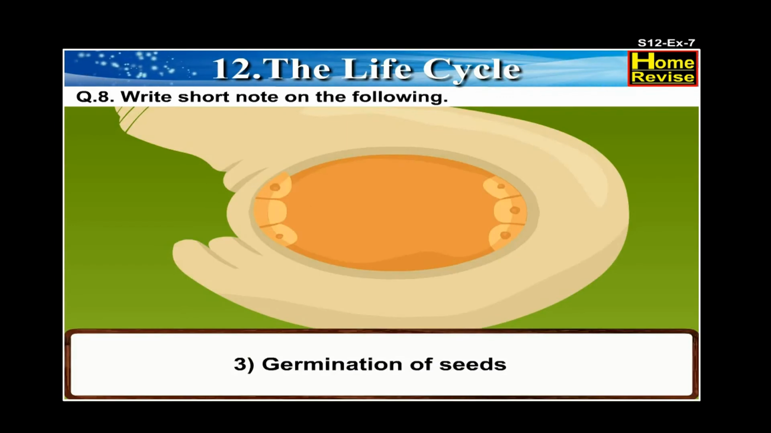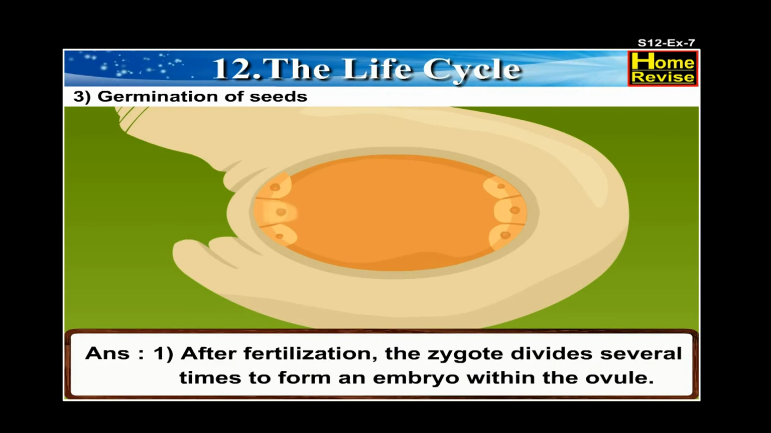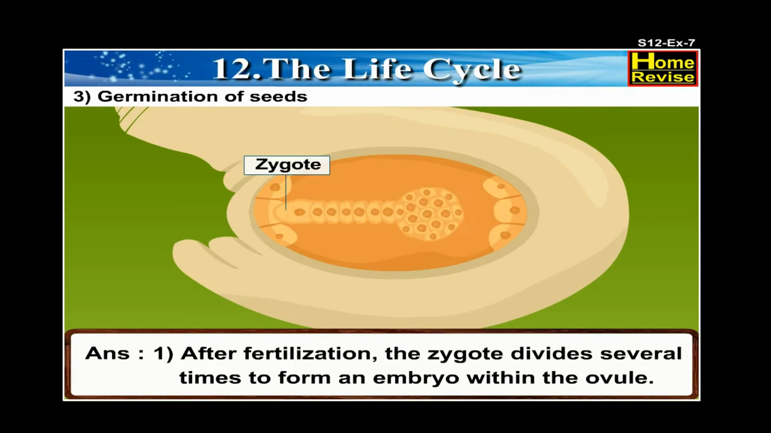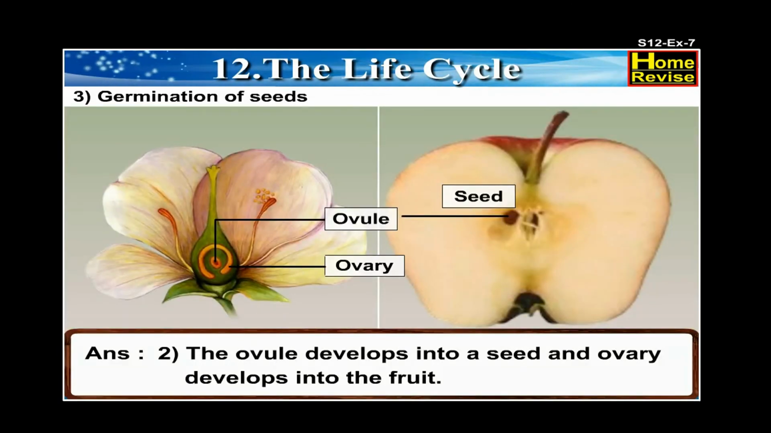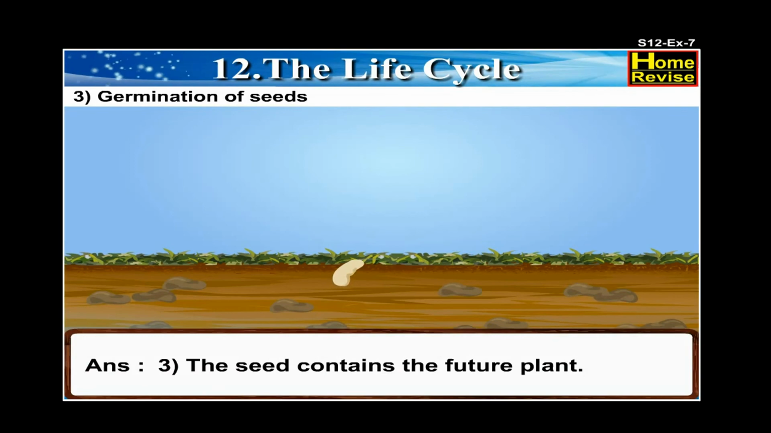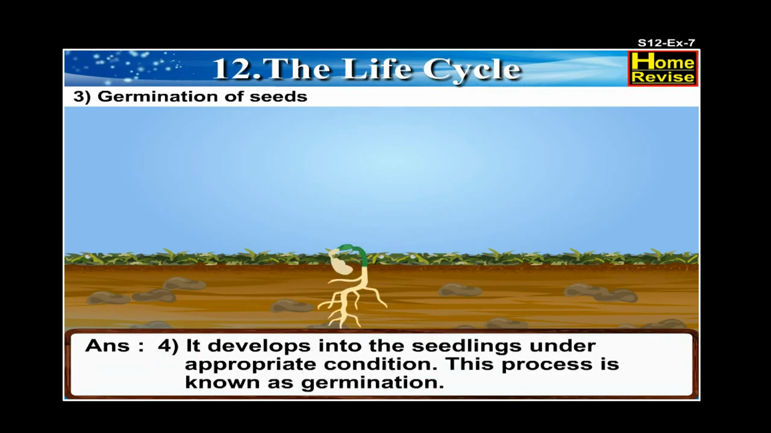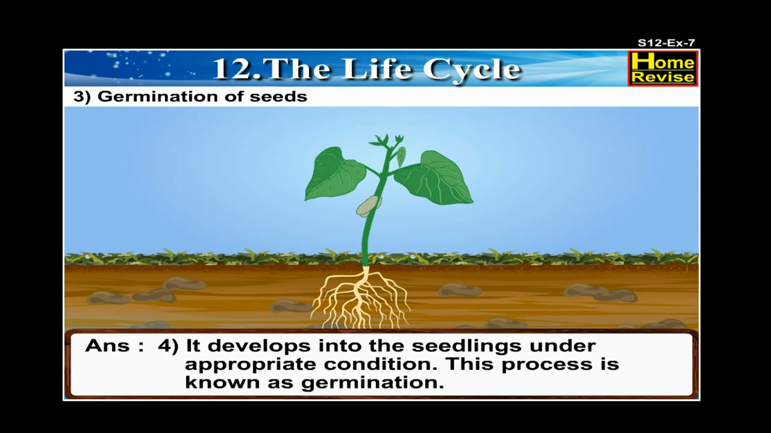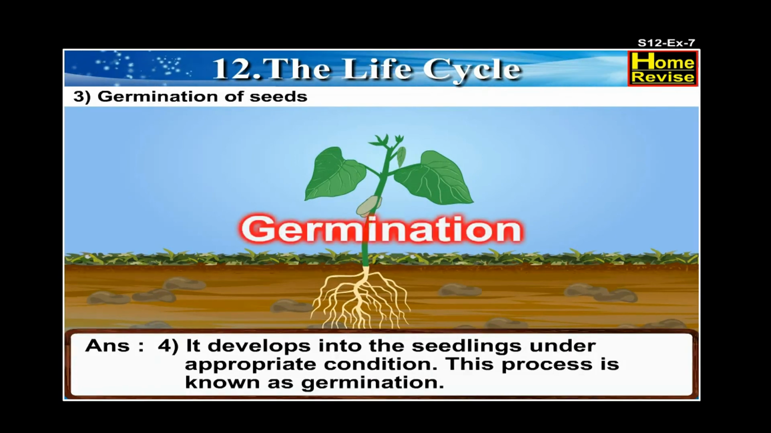Third, germination of seeds. Answer: after fertilization, the zygote divides several times to form an embryo within the ovule. The ovule develops into a seed and the ovary develops into the fruit. The seed contains the future plant. It develops into the seedling under appropriate conditions. This process is known as germination.